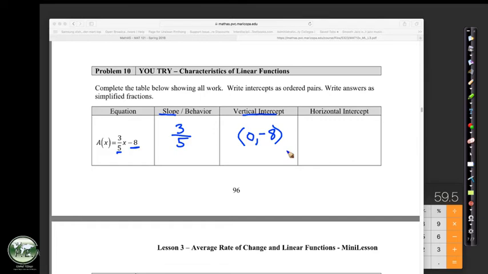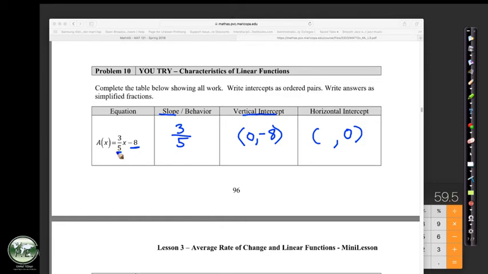In Math, they will get on you about this. If they ask for a vertical intercept, they're looking for an ordered pair, and that's it. But this helps us: if the vertical intercept is 0, y, what's the horizontal intercept going to be? Something comma 0, I'll give you that much.